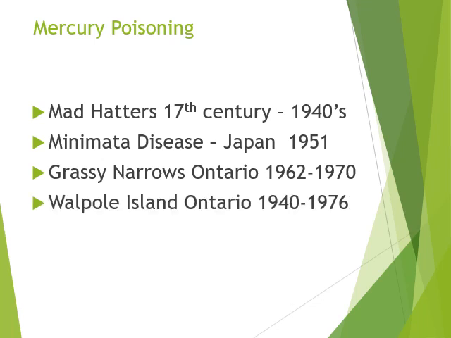And then similarly in Walpole Island Reserve, which is down by Sarnia, we've got another native reserve where from 1940 to 1976 there were 2 chemical companies dumping mercury into the water. And again, these are native reserves, so these people are living off the land as much as they can, and a lot of their protein is from fish. So again, Walpole Island is another place in Ontario that has a problem with mercury poisoning.